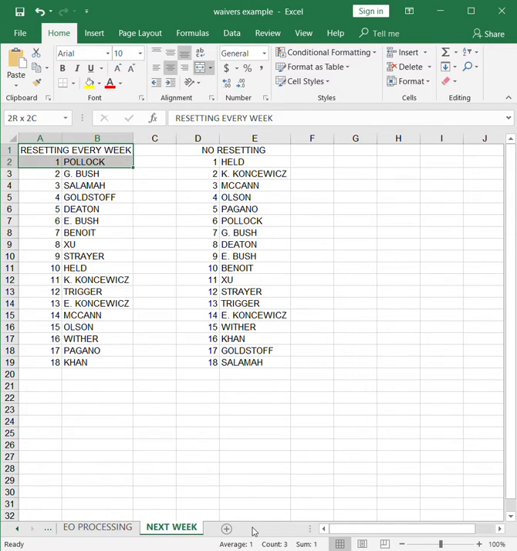Right here, columns A and B. It resets every week in the reverse order of the standings at the end of the week before. So, the week 3 claims are based on the standings at the end of week 2. Under the no resetting change, which is what has been proposed, they would not reset. I would hold the top priority until I decide to claim somebody.